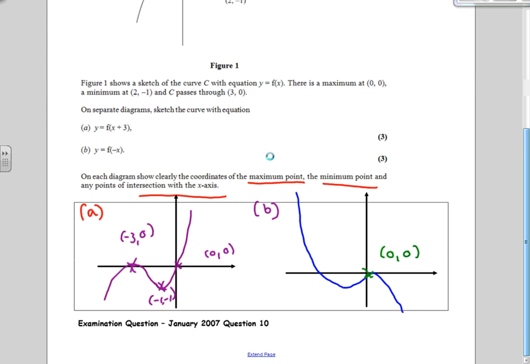But now the minimum point here will be at (-2, -1), and this point here where we cross our x-axis will be at (-3, 0). So I have shown on each of these graphs where the maximum point is, the minimum point is, and the point of intersection with the x-axis.